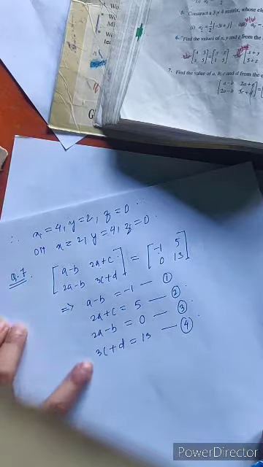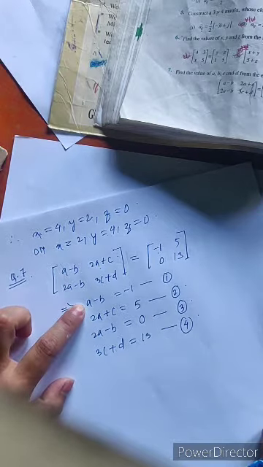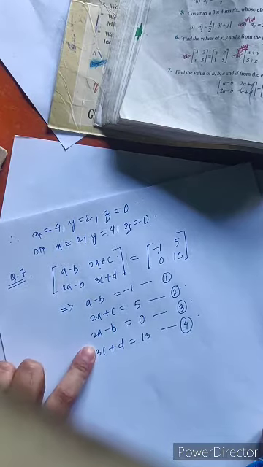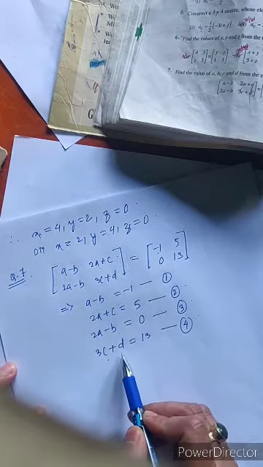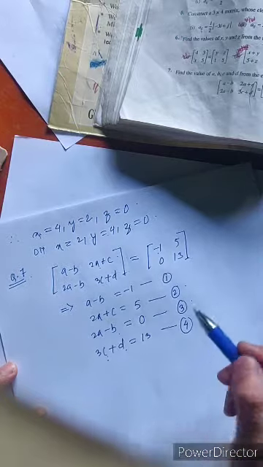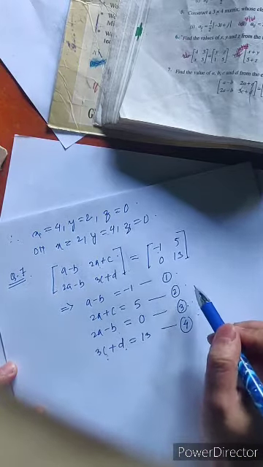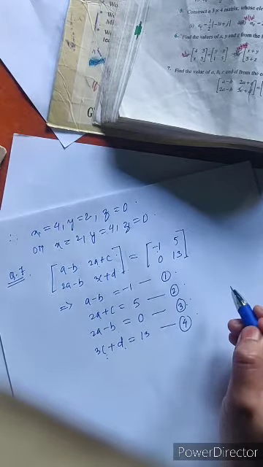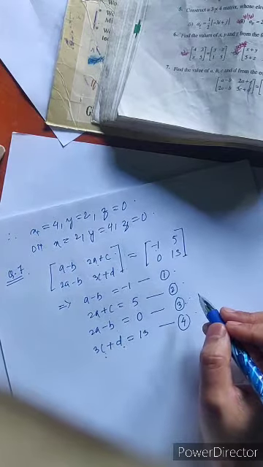Then check the variables of each equation. Equation number 1 involves two variables a and b. Equation number 2 involves two variables a and c. Equation number 3 involves two variables a and b. Equation number 4 involves c and d. By observing these equations, we know that equations 1 and 3 involve the same two variables a and b. So by using 1 and 3, we can find the values of a and b.